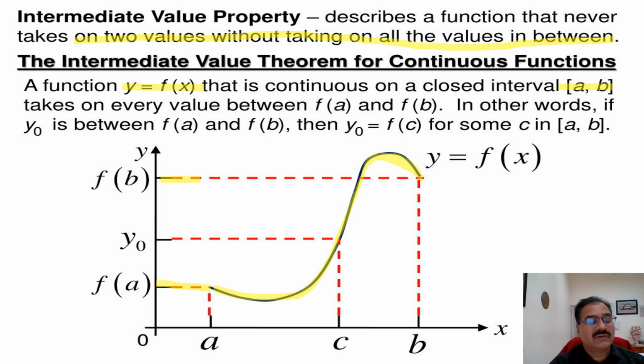In other words, you can say, if y naught is between f(a) and f(b), then y naught is equal to f(c), for some c in between a and b. So it means y is equal to f(x), and you can write down all the values that may be in between a and b.